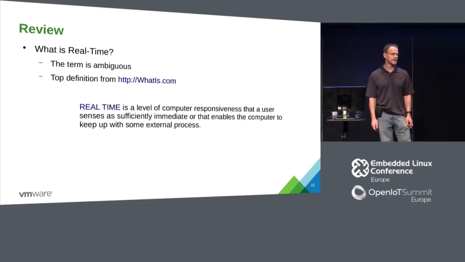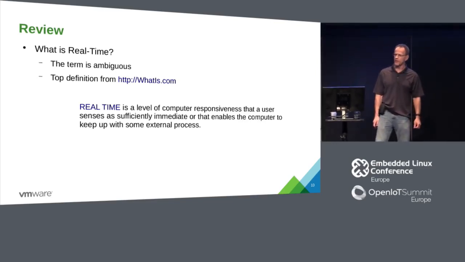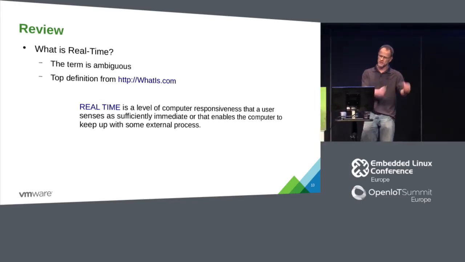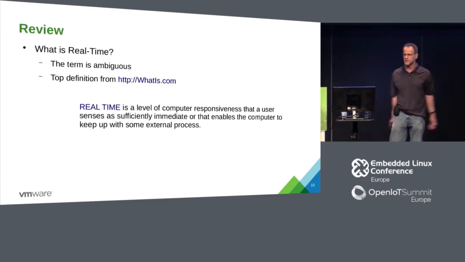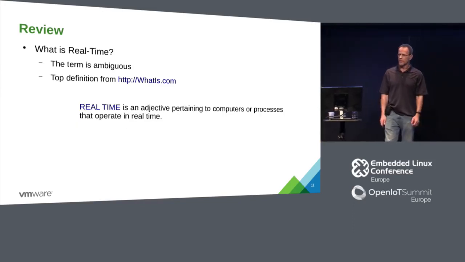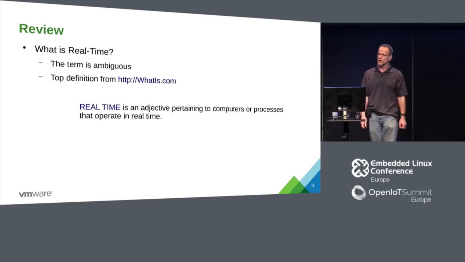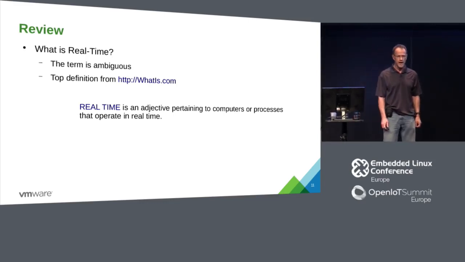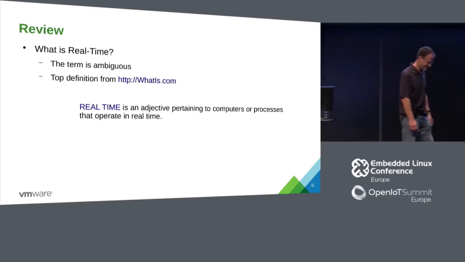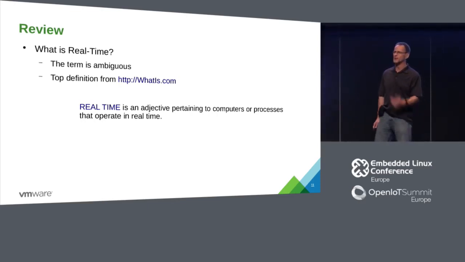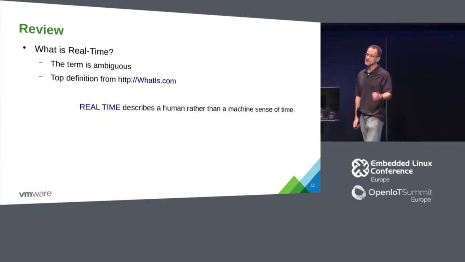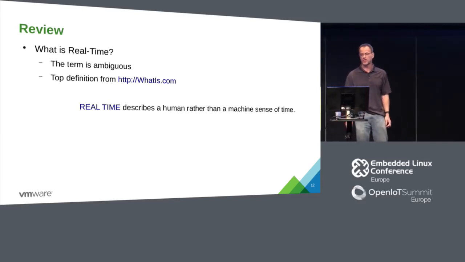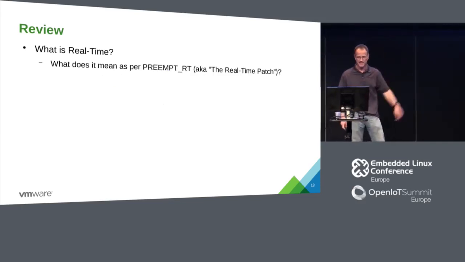Then I went to whatis.com, and it says, real time is a level of computer responsiveness that a user senses as sufficiently immediate or that enables the computer to keep up with some external process. I need definitions for that. It continues: real time is an adjective pertaining to computers or processes that operate in real time. I love definitions that include what you're trying to look up in the definition. And it actually had more: real time describes a human rather than a machine sense of time. Actually, I think that's the most accurate.